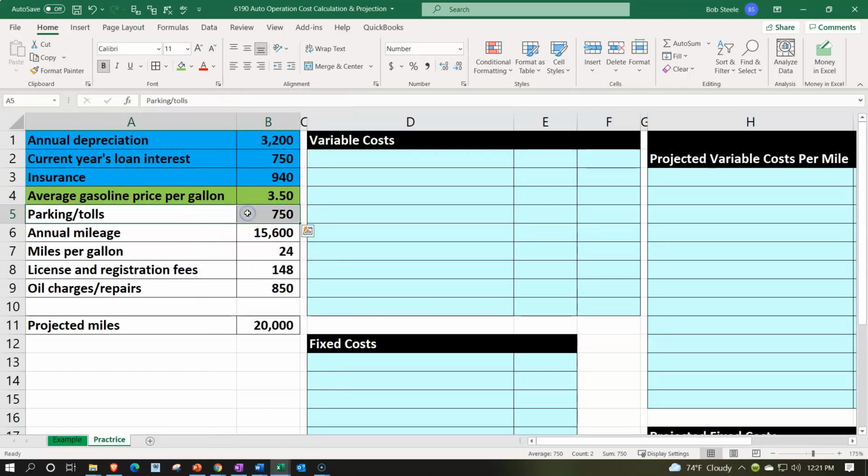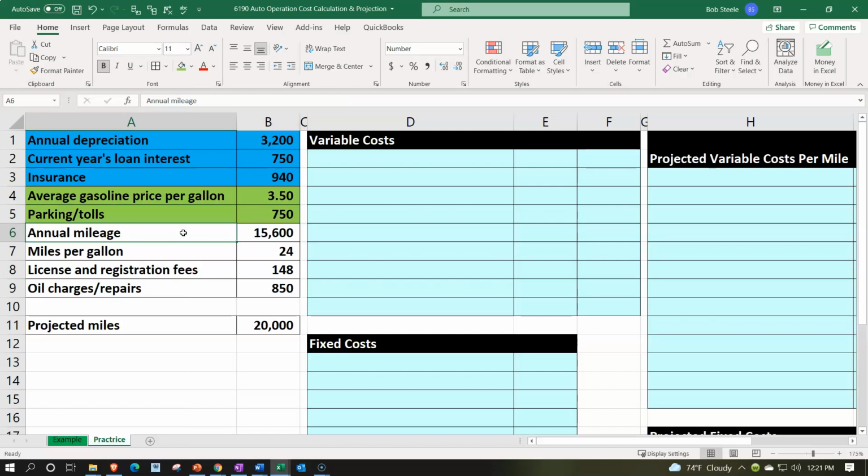Parking tolls. Now, this one's a little bit tricky because you would think that parking tolls is kind of a random type of thing. It's not going to go up exactly with more driving. It's not like you get so many tickets per mile or anything like that. But with more driving, you're probably likely to get more tickets. So we're going to make that a variable cost as well, as opposed to a fixed cost. It might be more like a mixed cost or something like that.